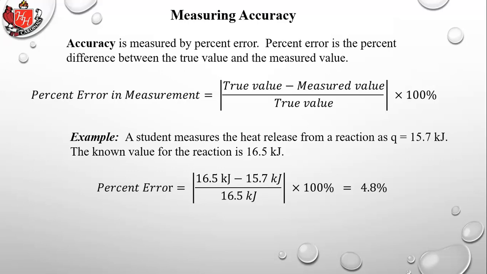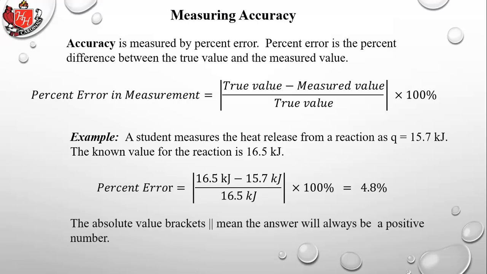That means the number is always going to be a positive number. If your measured value was greater than the known value, you would have ended up with a negative number there. So the absolute value turns it into a positive number. So you always get a positive number for this particular measurement. The absolute value brackets mean the answer will always be a positive number.